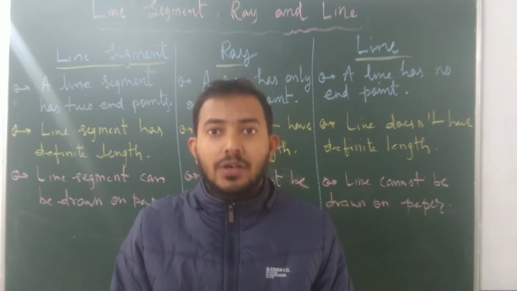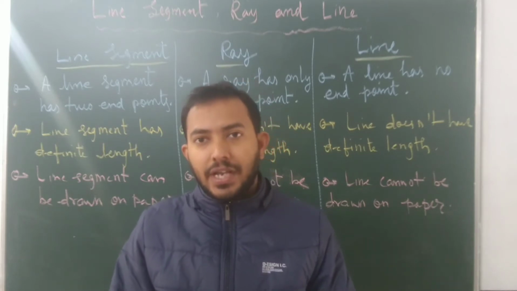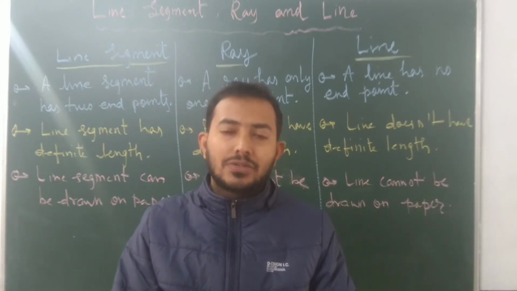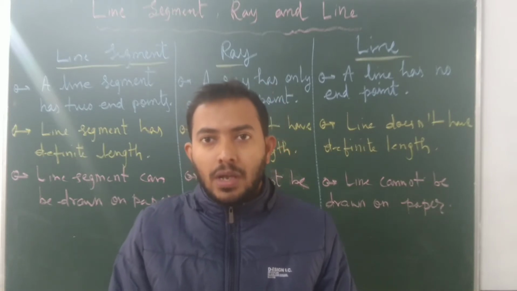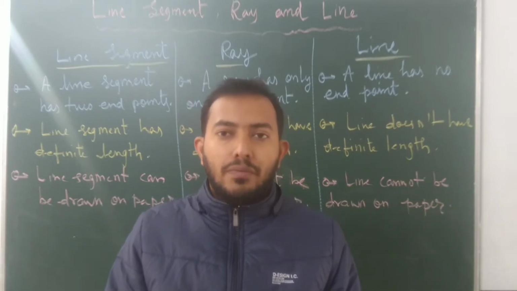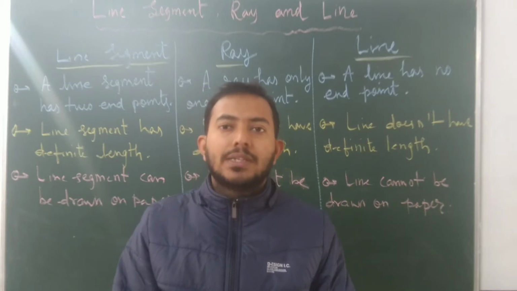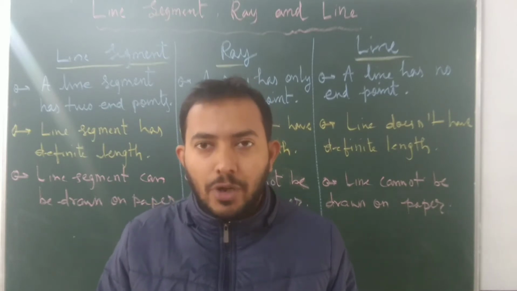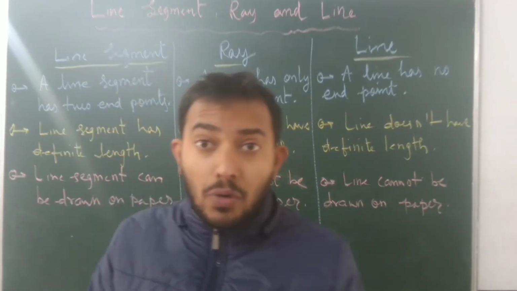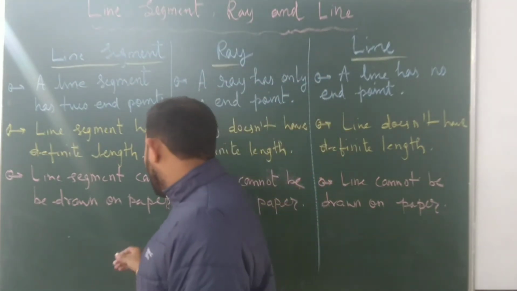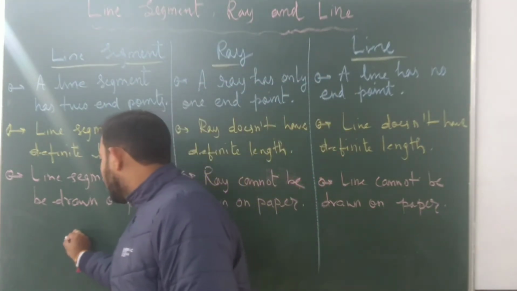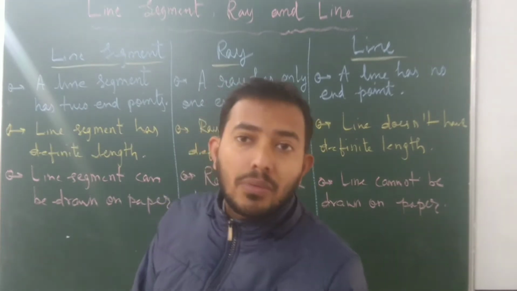Here we have three terms: line segment, ray and line, and we'll try to understand each term. Before entering into this one, first we have to know one more term, that is point. What is a point? A point is a mark of location. That means if you need this one, you take one dot here and that will be your point.